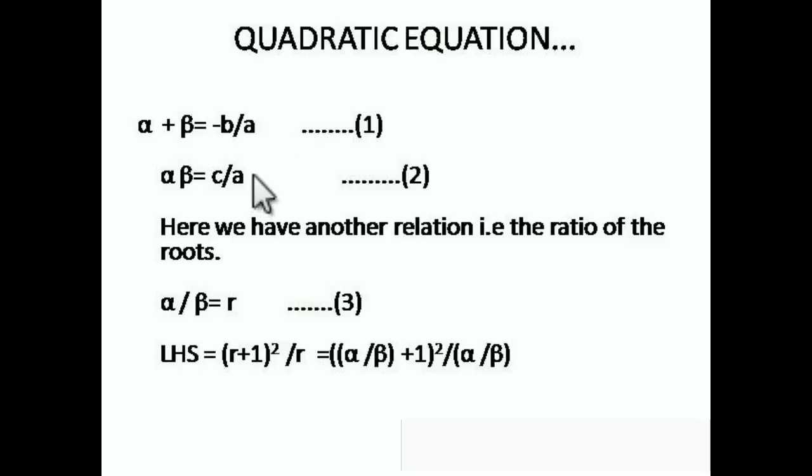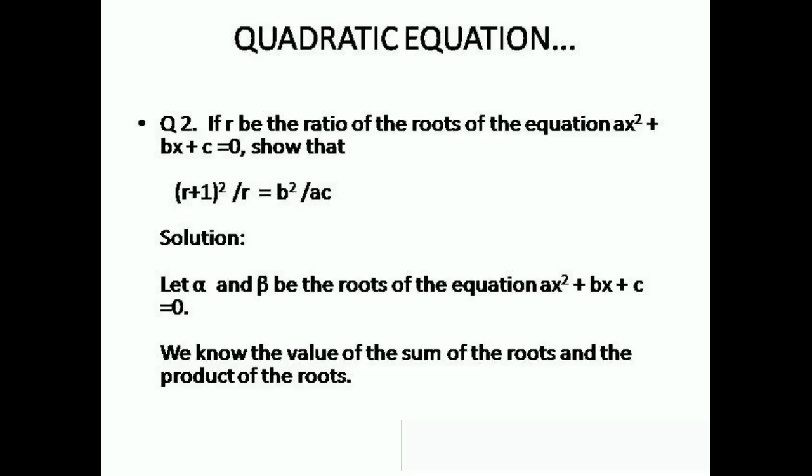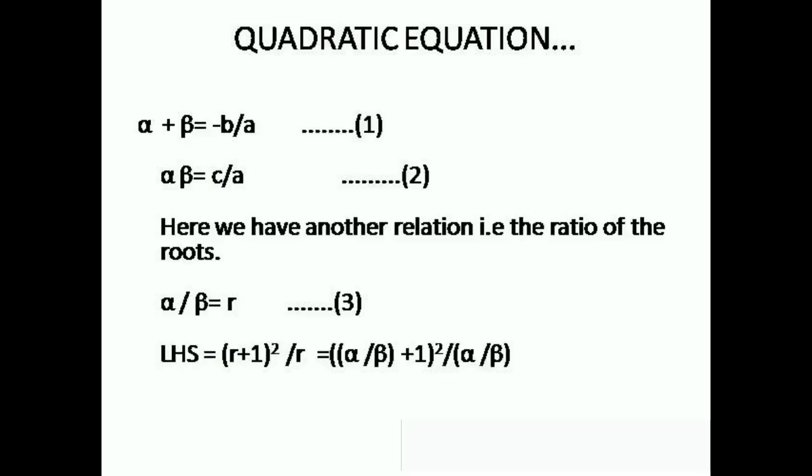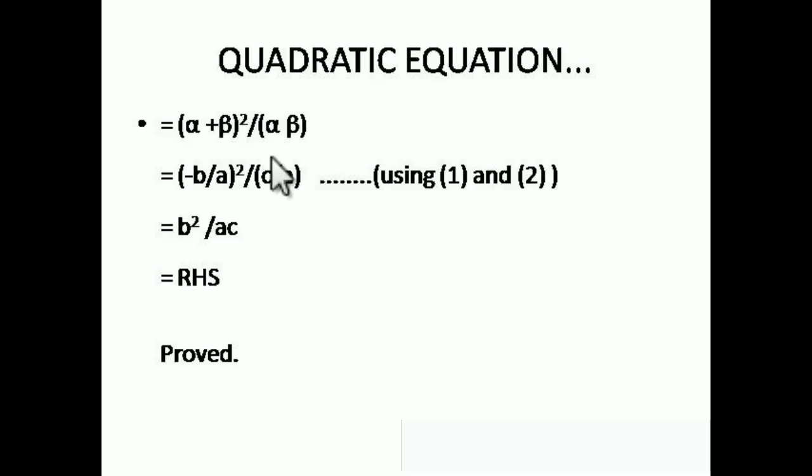And what is r? They say it is the ratio of the roots. That means alpha by beta. Alpha by beta is equal to r. Okay, and we have to find out (r plus 1) whole square by r. So what is the value of (r plus 1) whole square by r? So just simply put, r is equal to alpha by beta here and here. So I put it out, (alpha upon beta plus 1) whole square upon alpha upon beta. Okay, so it comes out like this: (alpha plus beta) whole square upon alpha into beta.